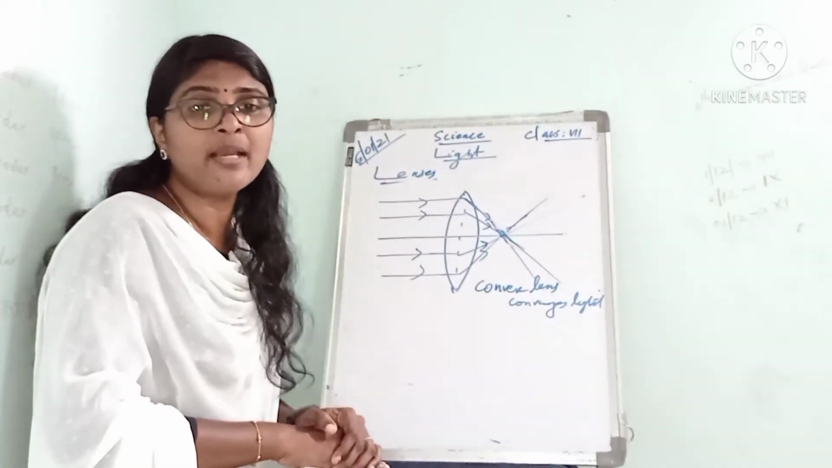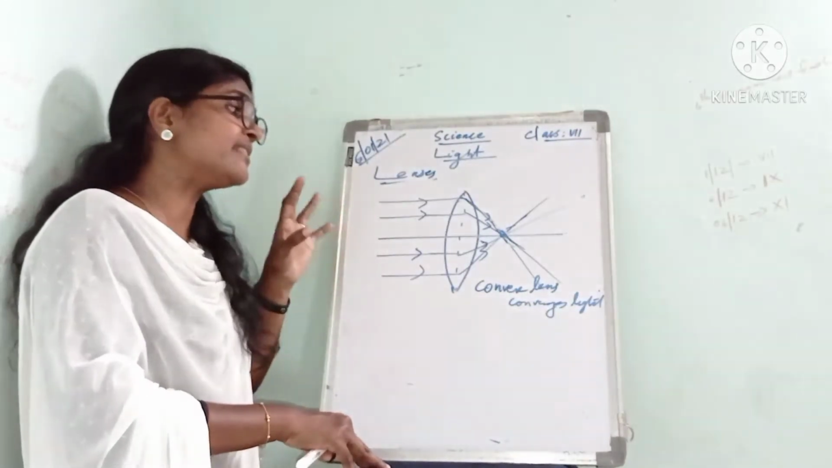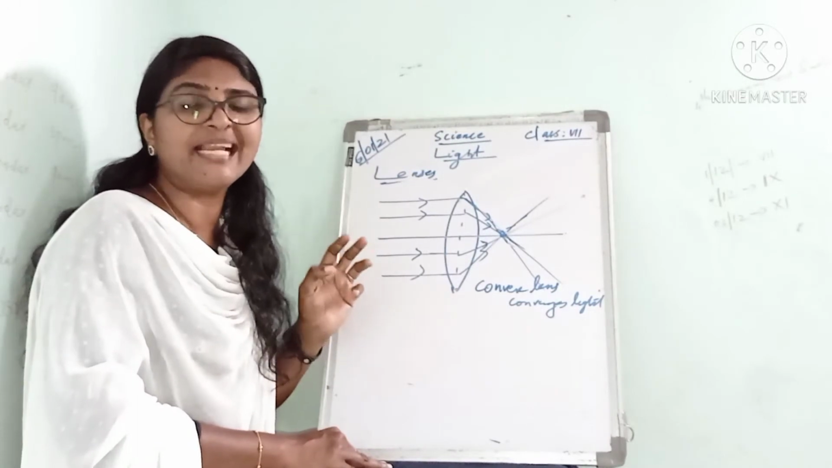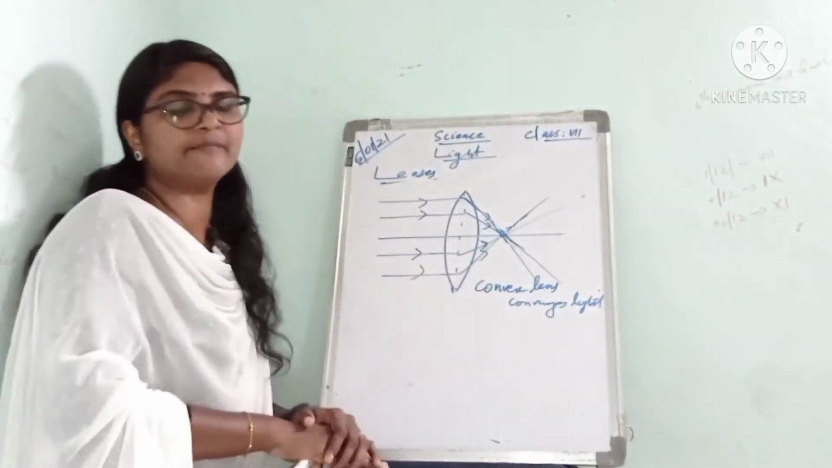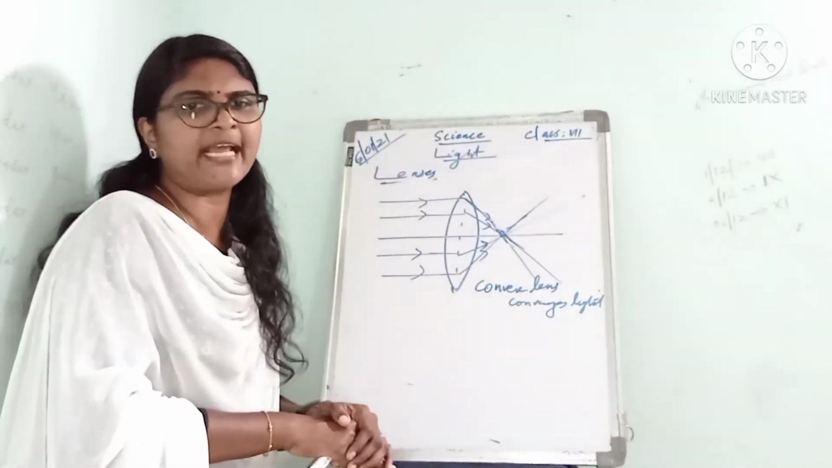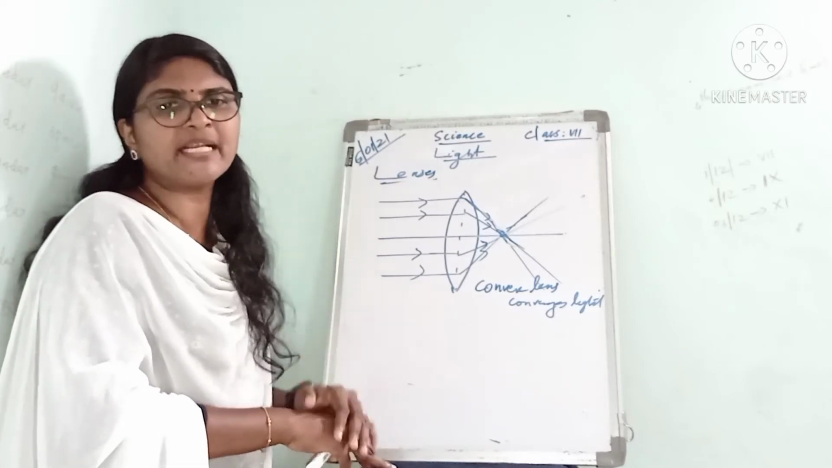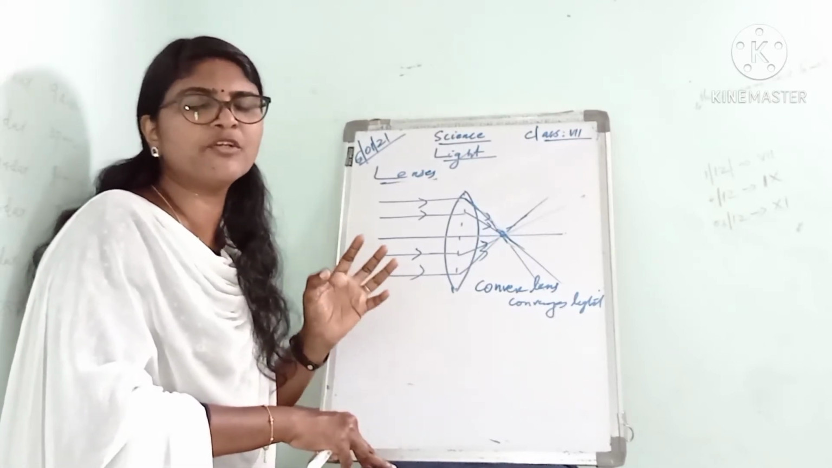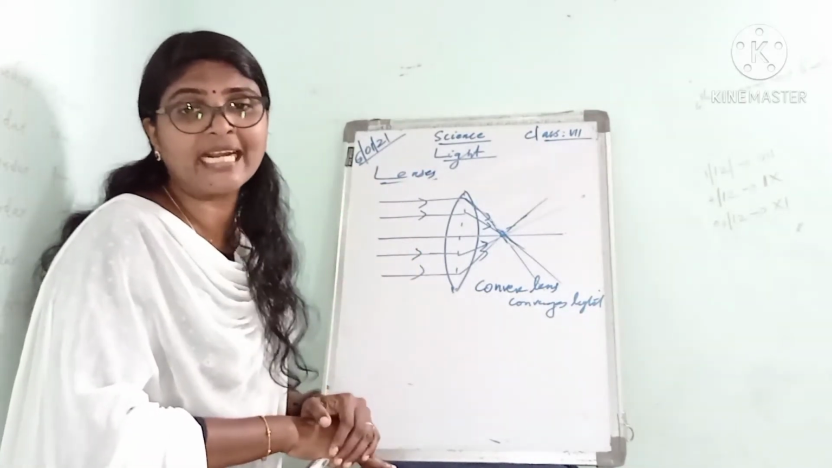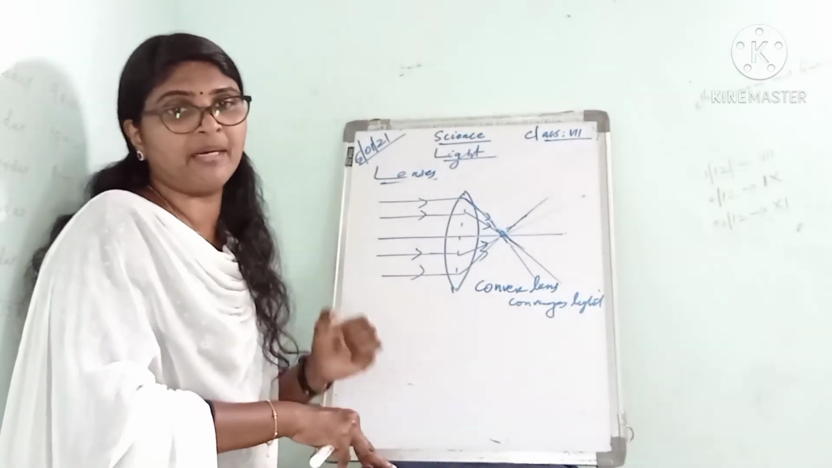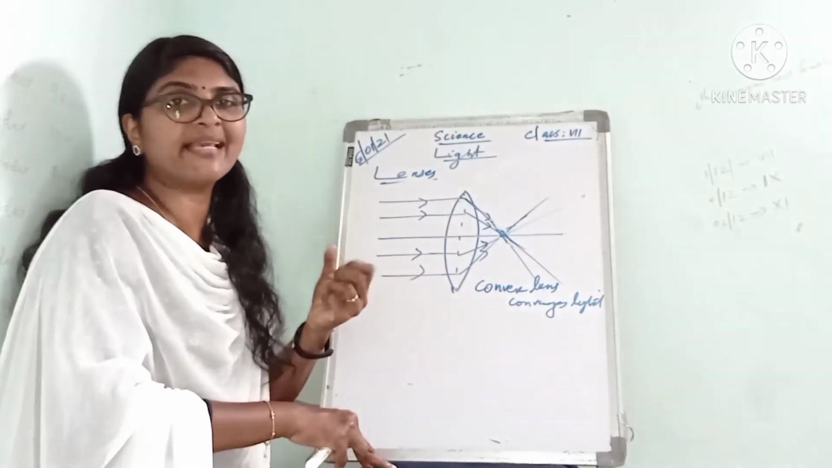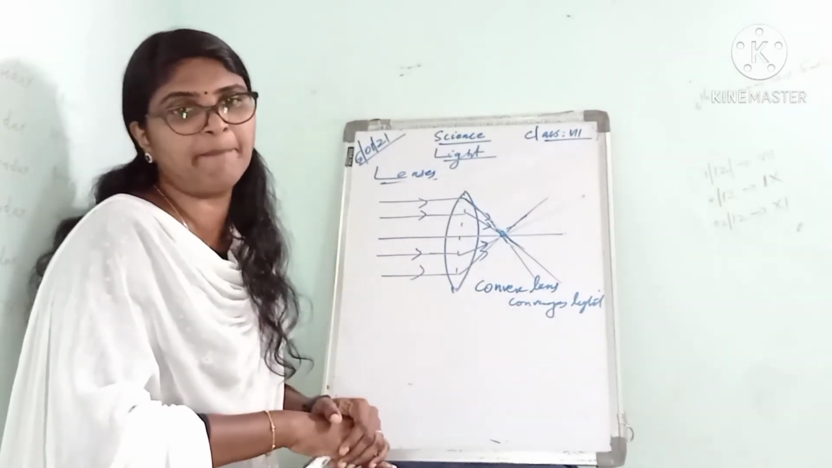Suppose light falls on a convex lens. We can say it converges the light rays. This means that the lens bends light rays inwards, and this effect can be observed by capturing sunlight. By using a convex lens, we can focus sunlight on a sheet of paper.